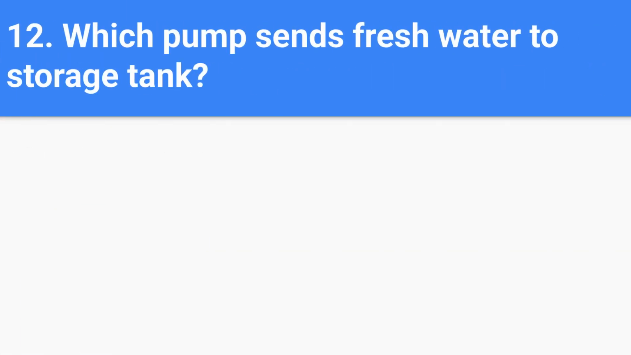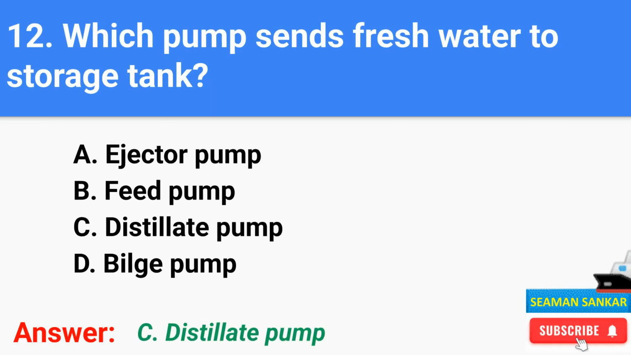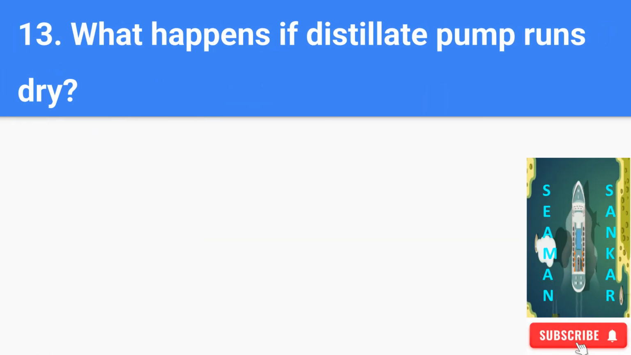Question 12. Which pump sends fresh water to the storage tank? A. Ejector pump. B. Feed pump. C. Distillate pump. D. Bilge pump. The correct answer is C. Distillate pump. The distillate pump is responsible for moving the produced fresh water, or distillate, from the generator to the storage tanks.